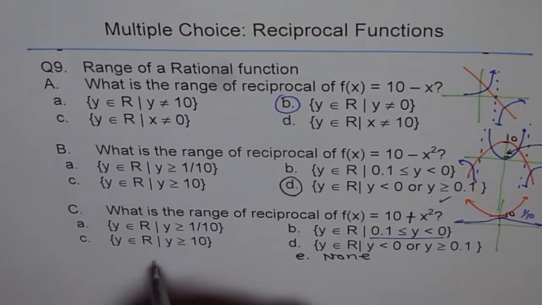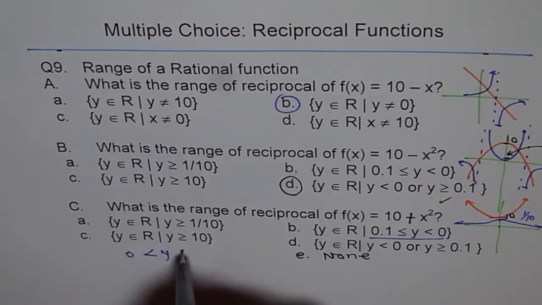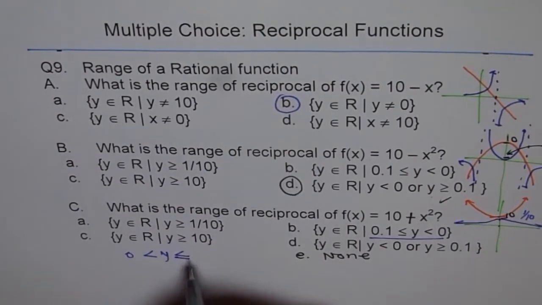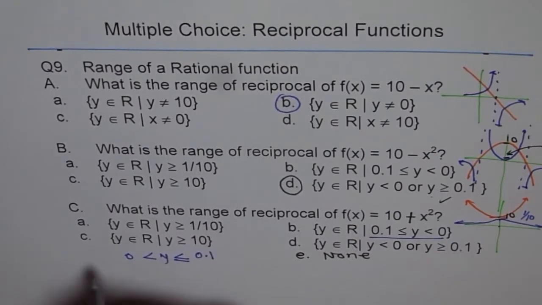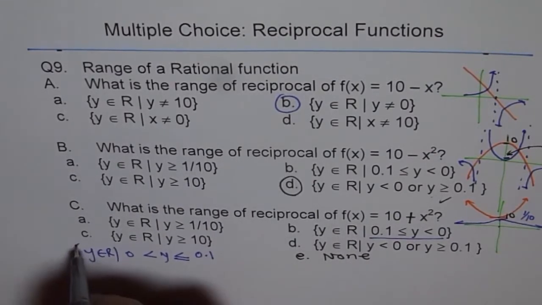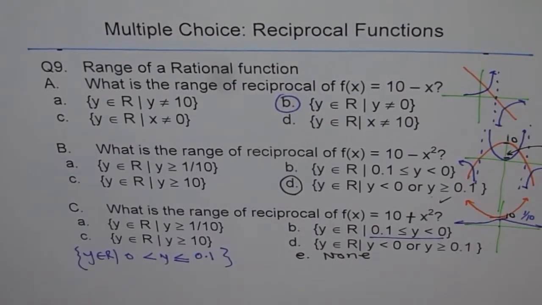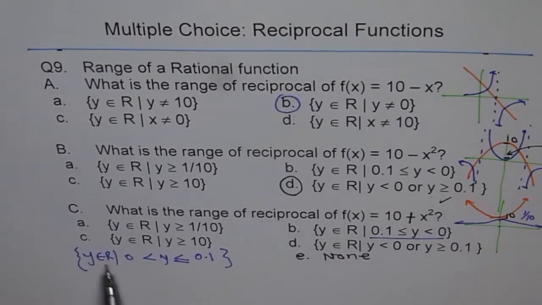So the range is that y is greater than 0 and less than or equal to 0.1, right? So I'll write here y belongs to real numbers, so that is your right answer, correct? If I would have written here, it went wrong. So that's fine. Let's forget about it. So the real answer here is y belongs to real numbers where y is greater than 0 and less than or equal to 0.1 if I change my question to 10 plus x squared. Okay, I hope you understand how we find range for a rational function from these diagrams. Okay, thank you.